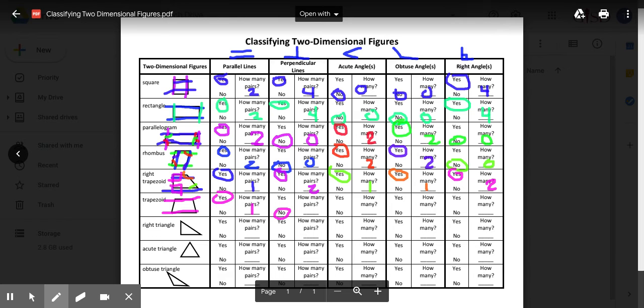Next question says, how many acute angles do I have? The answer to this is yes, I have them. And there's one here and one here. So there are 2 of them.